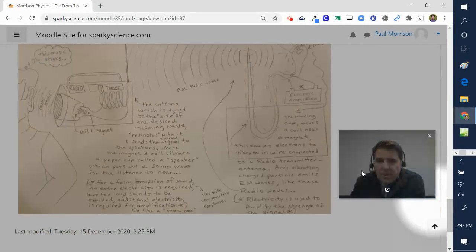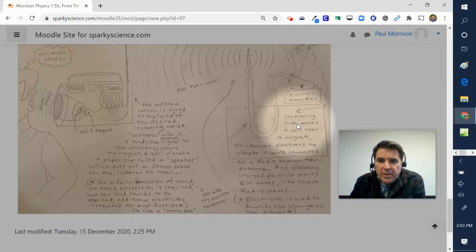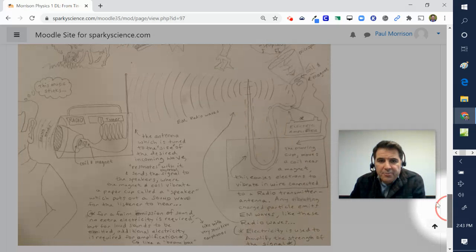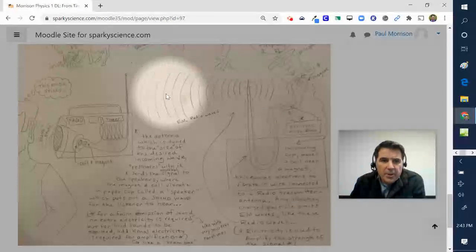So as it says here, the moving cup moves a coil near a magnet. This causes electrons to vibrate in the wire connected to a radio transmitter antenna. Any vibrating charged particles emit some electromagnetic waves like these radio waves. Electricity is used to amplify the strength of the signal. So as I said, now these signals are going out here.